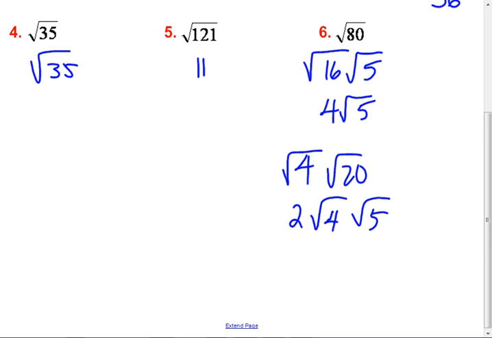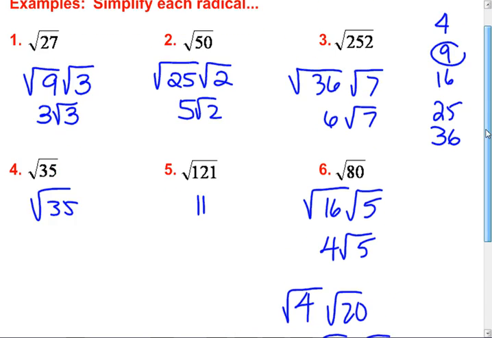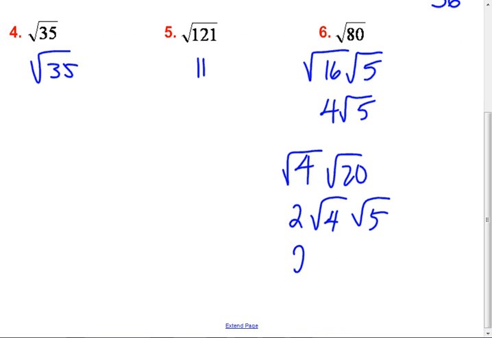You guys want to divide by numbers that are not perfect squares. Only divide by the perfect squares. Put the list in front of you. Why didn't you just do 35? Because you can't do it. What perfect square goes into 35? 4 doesn't go into 35.